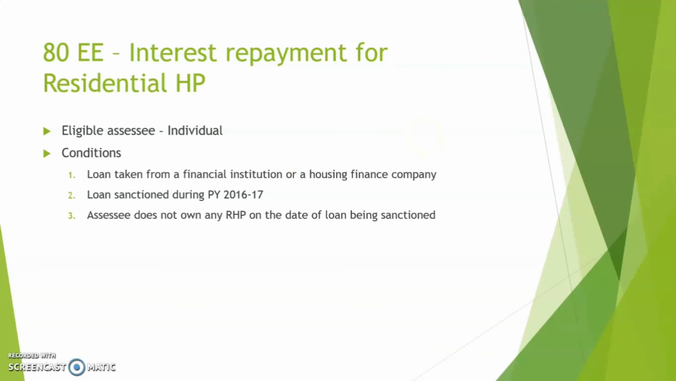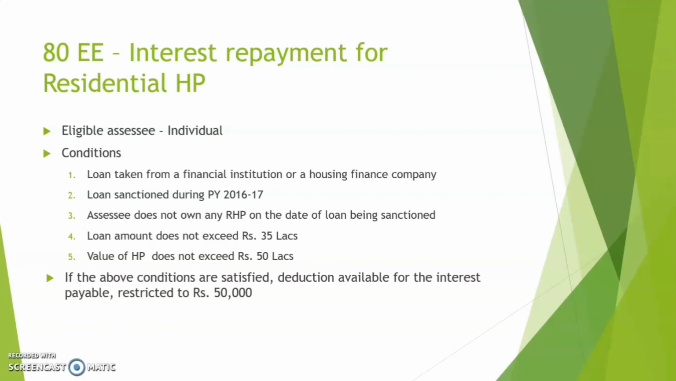The fourth and fifth conditions are based on 2 amounts. The fourth condition is based on the amount of the loan, and the loan amount should not exceed rupees 35 lakhs. That's the fourth condition. The fifth condition is regarding the value of the house property, and it should not exceed 50 lakhs. So two conditions on value. Clear?